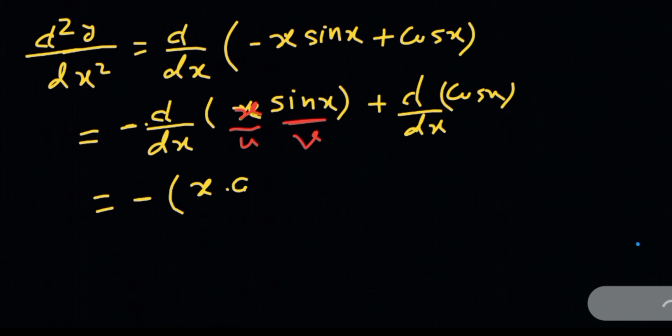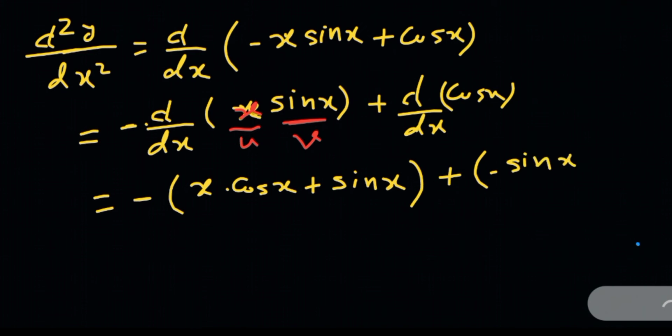So x into cos x plus v as it is, v means sin x as it is, and the derivative of u. The derivative of u means the derivative of x, which will be 1. So sin x into 1 will be sin x only, plus the derivative of cos x. The derivative of cos x you know, minus sin x. Okay, so now we found d2y upon dx square.